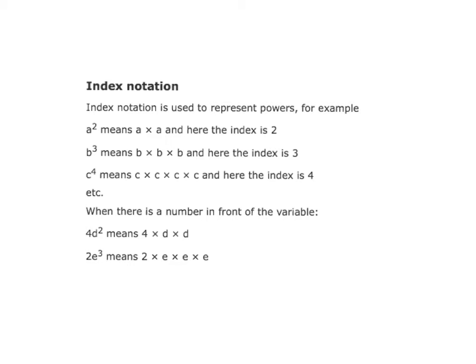What we have to be careful of is when we see something like 4d squared. It's very easy to think that means that you do 4D times 4D, but you need to remember our BIDMAS rules. Indices come before multiplication. So we'd have to do D squared first and then times that by 4. So it'd be 4 times D times D. 2e to the power of 3 means 2 times E times E times E.